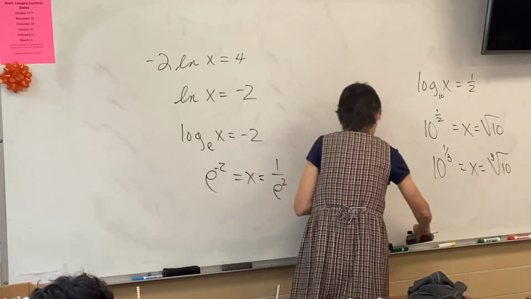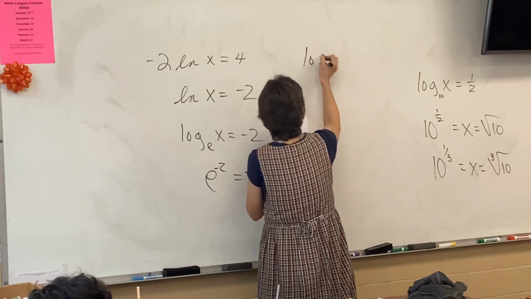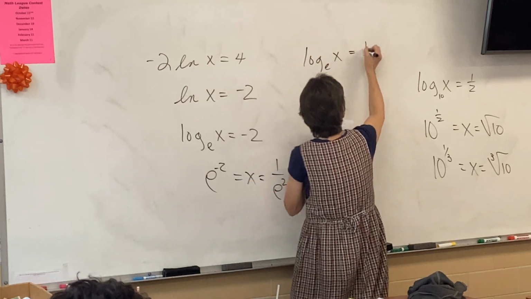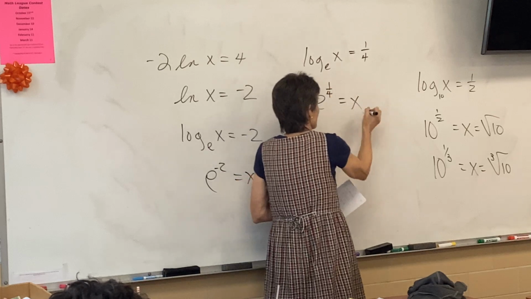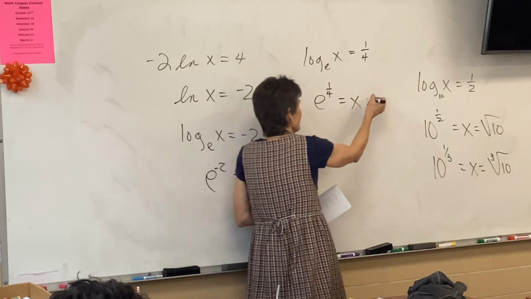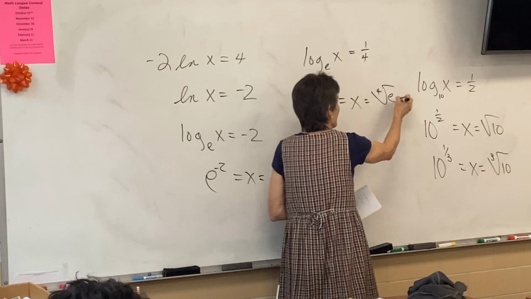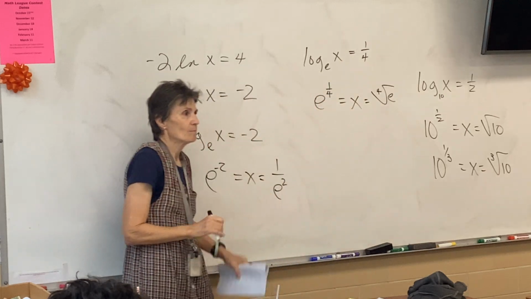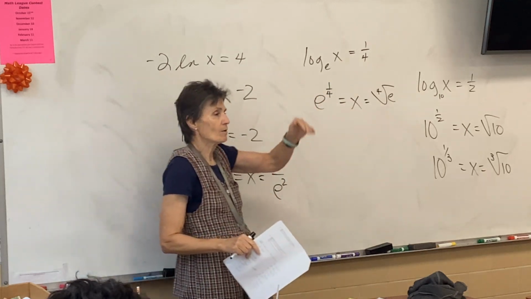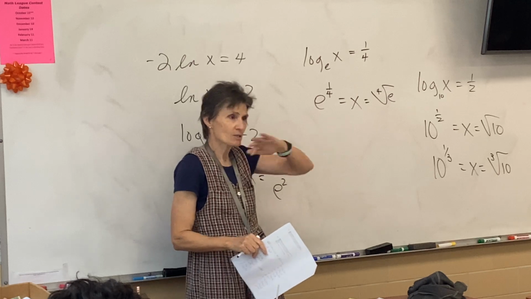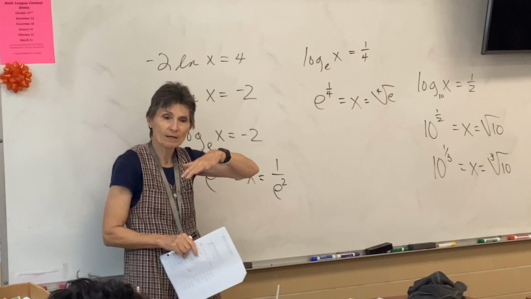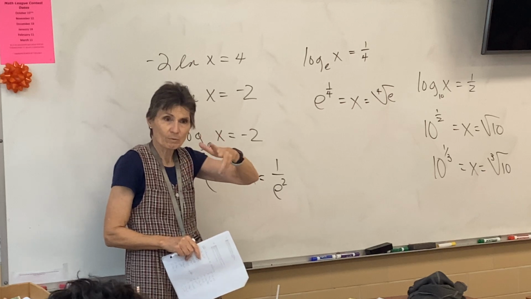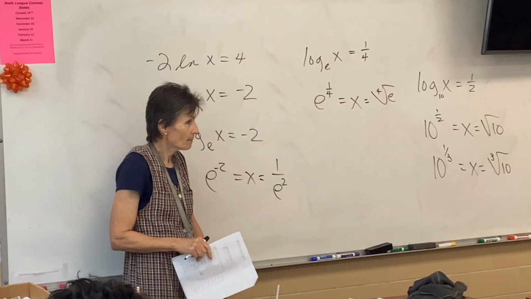4th root of e. So log base e of x equals 1/4. So e to the 1/4 equals x. And what does that mean? The 4th root of e. A 1/4 exponent is going to be a 4th root. A 1/2 exponent is going to be a square root, and so on, right?